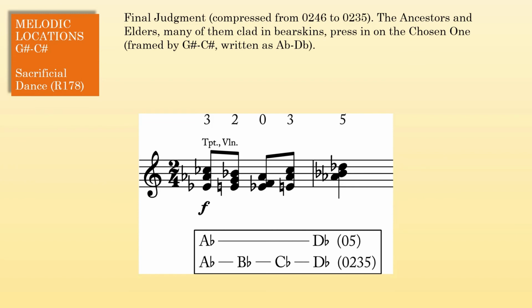Near the end of the concluding sacrificial dance, the ancestors and elders, many of them clad in bearskins, press in on the chosen one, again with the same four melodic notes. In Stravinsky's description of the moment, when she is on the point of falling exhausted, the ancestors recognize it and glide toward her like rapacious monsters.